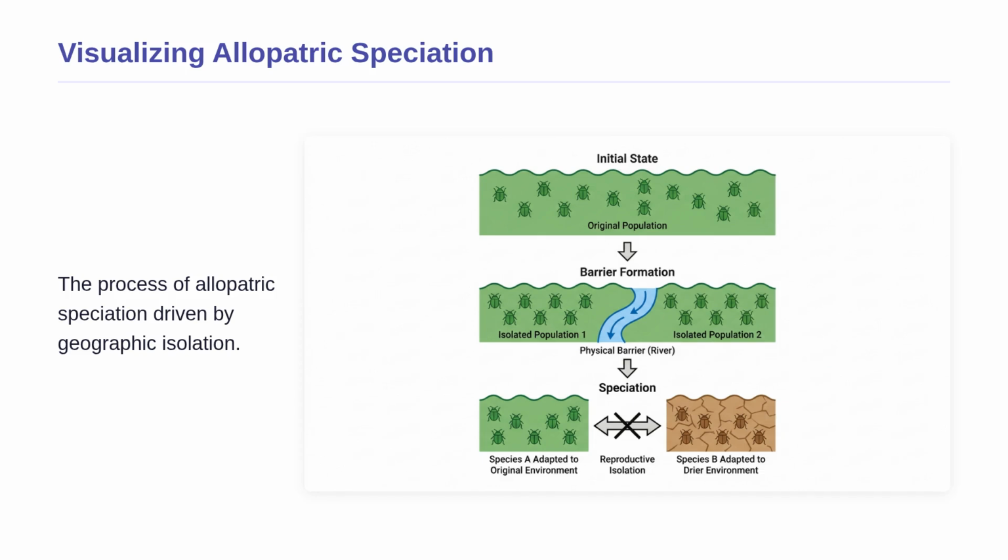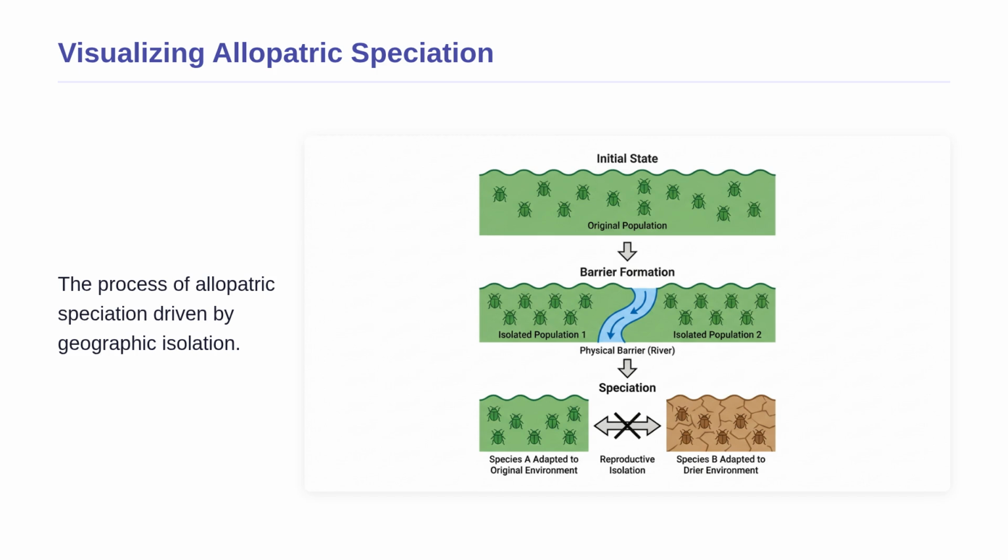Having calculated the genetic divergence, let us now visualize the physical process that causes it. On screen, you are looking at a diagram illustrating allopatric speciation, which is speciation driven by geographic isolation. At the top, we see the initial state, a single, uniform original population of green beetles freely mixing in their environment. Moving down, a physical barrier forms, in this case a river, splitting the beetles into isolated population 1 and isolated population 2.